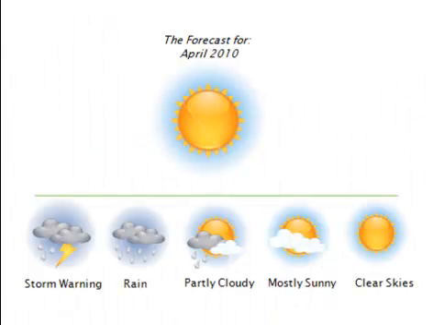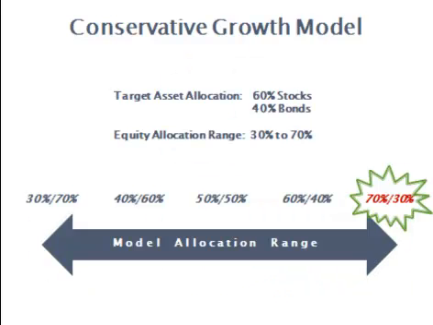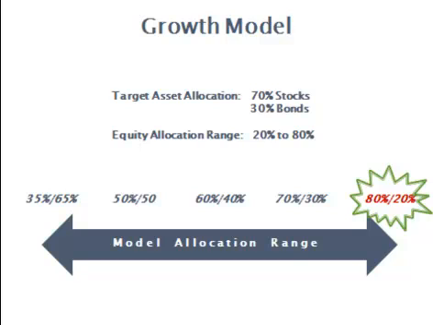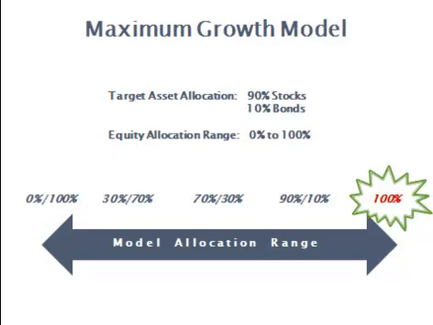So with the April 2010 forecast indicating clear skies, what does that mean you have to do with your models right now? Well, if you're following the conservative growth model, you want to be allocated 70% to equities, 30% to bonds. If you're following the growth model, you'll want to have your allocation set to 80% equities, 20% bonds. And lastly, if you're following the maximum growth model, you'll want to be allocated 100% to equities at this time.